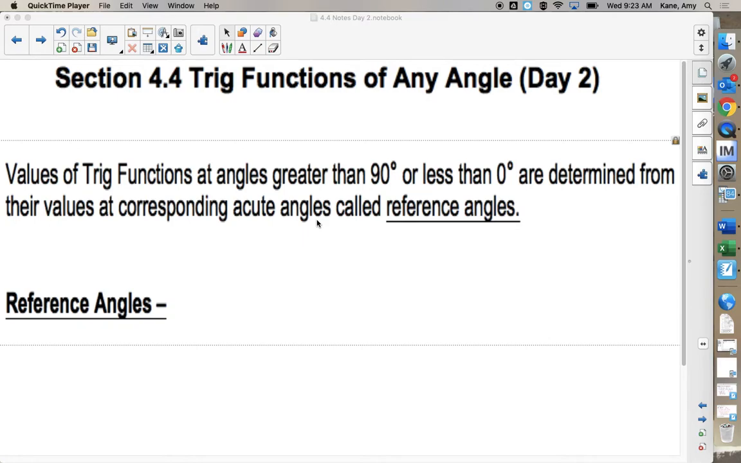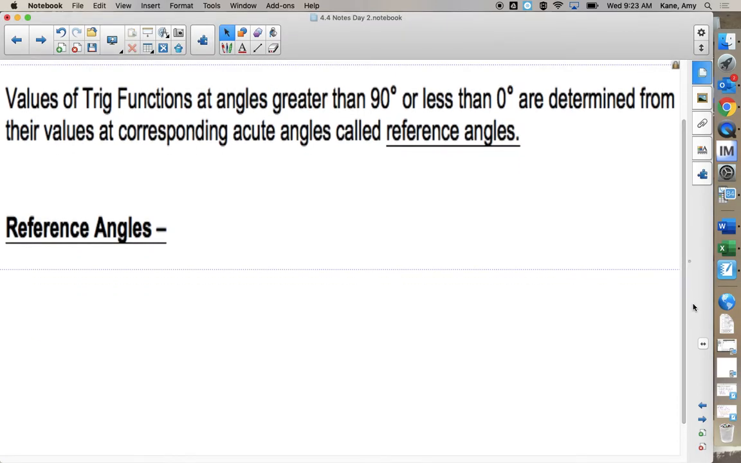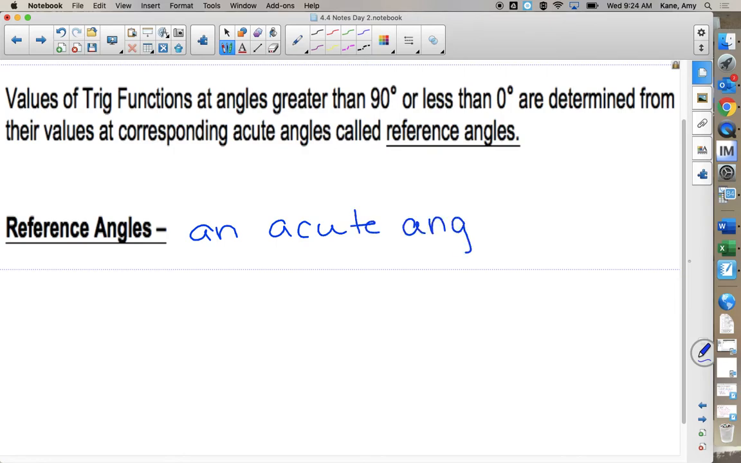So a reference angle is a specific angle that we use to help us, kind of guide us to find the correct value for an angle bigger than 90 or a negative angle. And again, that's what we've been doing. We just didn't give it a formalized name. But it is an acute angle. Remember, it means it's less than 90 degrees.